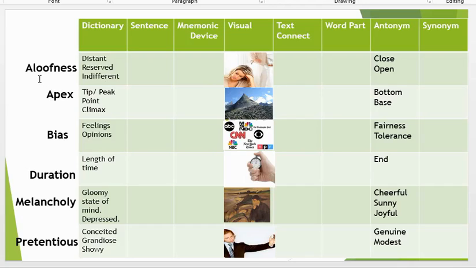The first one is aloofness. Second one, apex, bias, duration, melancholy, and pretentious. So what do these words mean? Well, take a minute, get out a piece of paper and a pencil, and let's take some notes, because these are your vocabulary words.